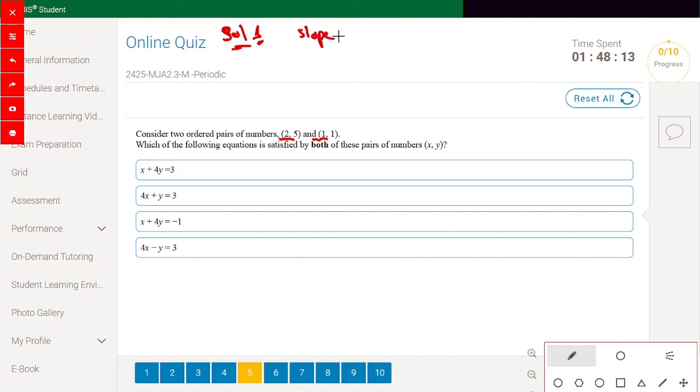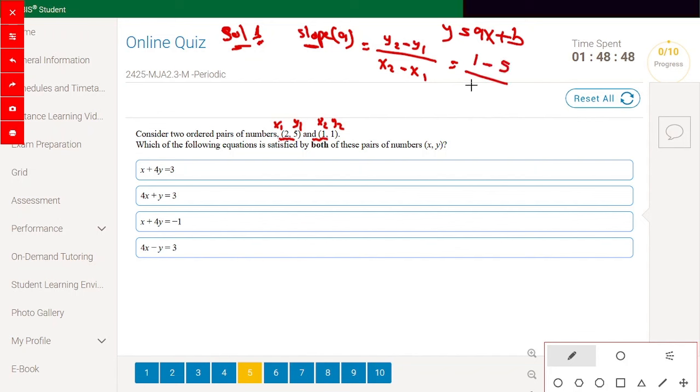So the slope, which is a, if you remember, the equation of the linear is y equal to ax plus b. So let's get a. For example, this point is point 1, so this is x1 and y1, and this is point 2, so x2, y2. Let's apply the equation for the slope, which is y2 minus y1 divided by x2 minus x1, which would be equal to 1 minus 5 divided by 1 minus 2. So here the answer will be 4.